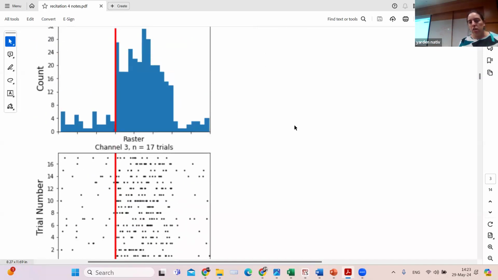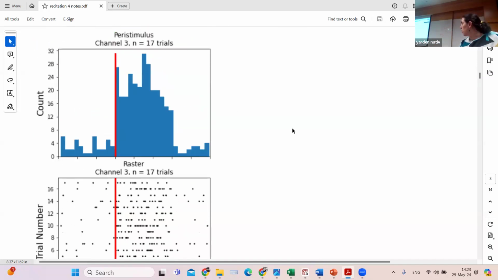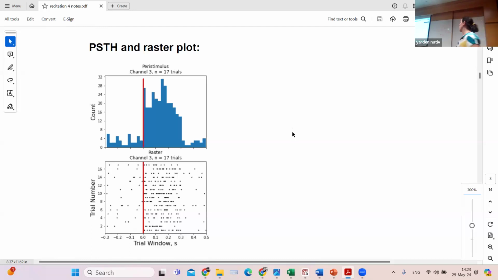Okay, so you can see here. Also in your project, you are asked to plot the raster plot. And then you can see that there is a clear relation between the PSTH here and the raster plot that we see here. In the raster plot, each row is just a different trial. It's the same, but only with the raw data. Okay? Very simple, I think.